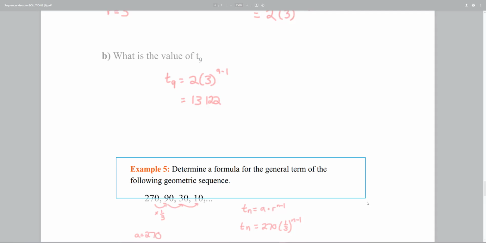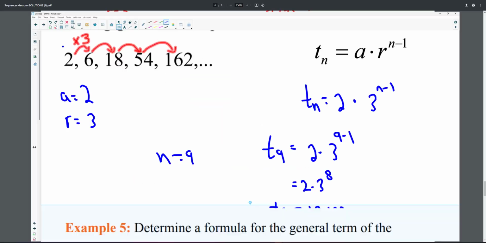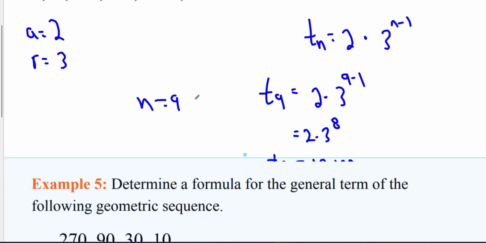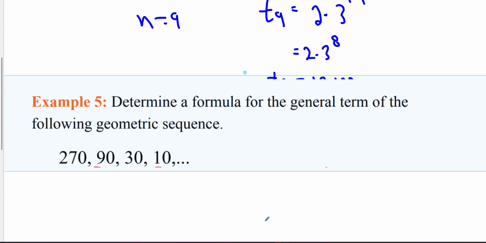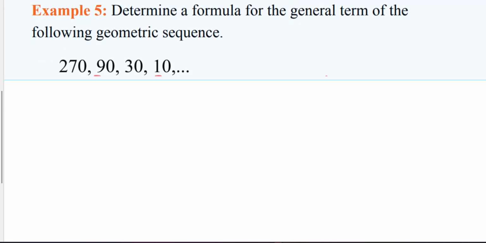Let's do it for one more. Let's do it now for this example here. We have a geometric sequence. How do I know it's geometric? Well, we know that 270 to 90, I'm not multiplying anything because obviously I'm going smaller. So it's got to be, how do I figure this out?